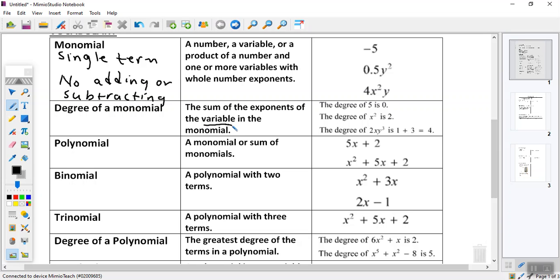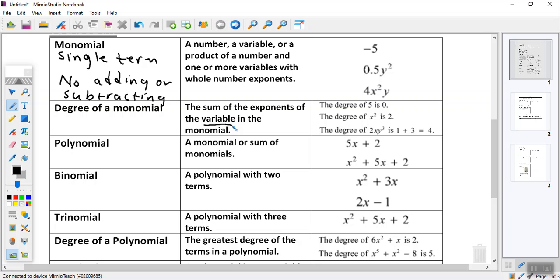Okay? So guys, the degree of 5 is what, kids? 0. The degree of 5 is 0 because are there any variables in 5? It's just 5. There's no variables. So they say the degree is 0. Okay, the degree of x squared. Well, what's the exponent with x squared, kids? It's 2.